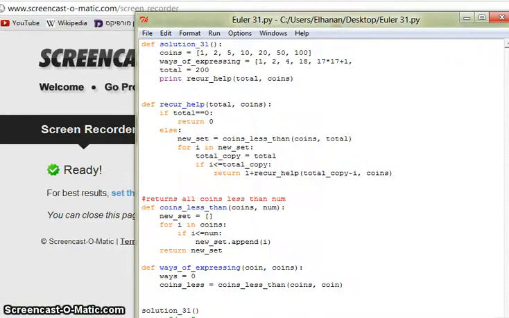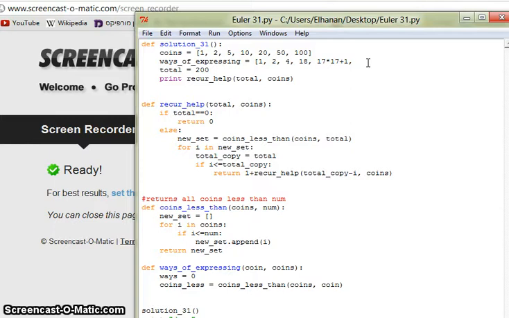Okay, so we're faced again by this problem: ways of expressing. It's pretty tough. I don't have an idea. I'm a little pressured, so that's why. If we could think about ways of expressing different coins, that would be the best, really.